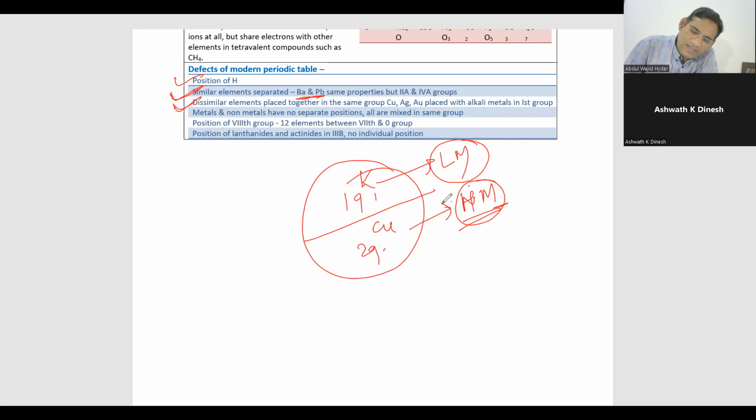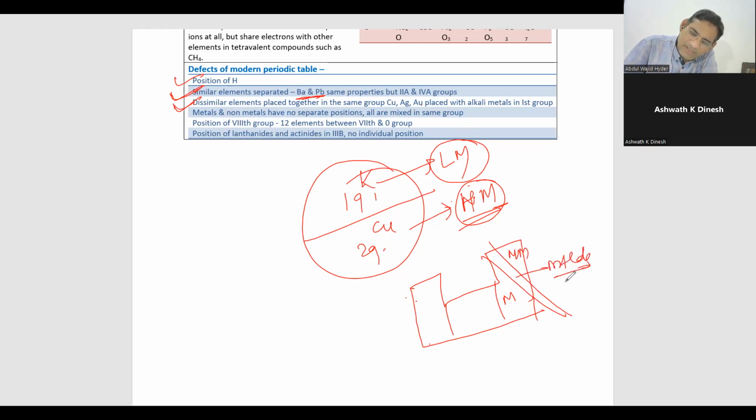Now, metals and non-metals, as I was talking, they are there in the P block. Metals, non-metals, all are there together. These are metals, these are non-metals, and these are metalloids or semi-metals. So all elements are placed together, although their properties and their nature are different, their position was the same.